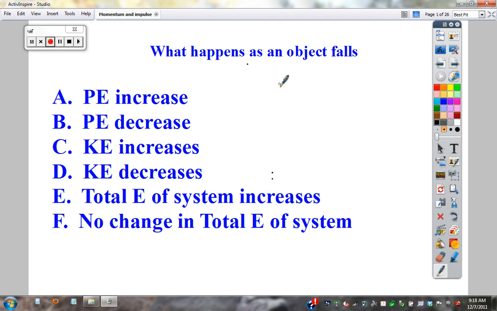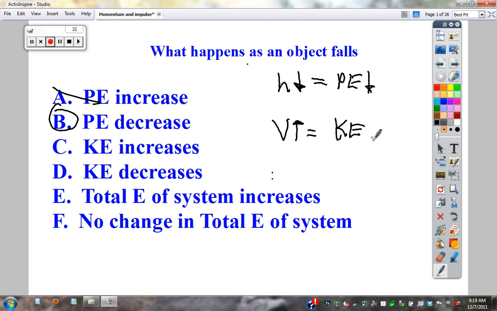When an object falls, height is decreasing, right? It's going down, which means that potential energy is also decreasing. So, B. When an object falls, it goes faster and faster and faster. It's accelerating. So that means kinetic energy is also accelerating. So kinetic energy increases.